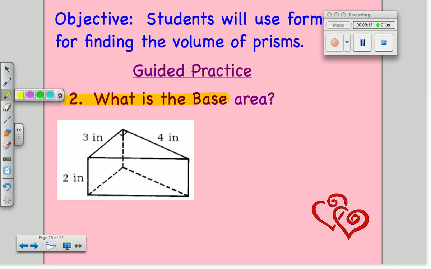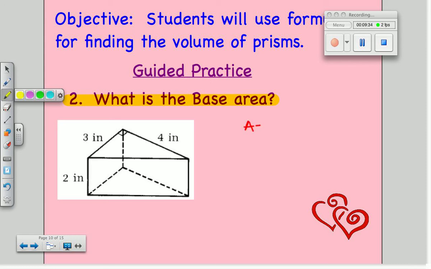Now don't draw it again. Now just write the question. You already have it drawn. So number 2, question. What's the base area? So let's find the area of the base. What shape is the base? Triangle. What's the formula for area of a triangle?